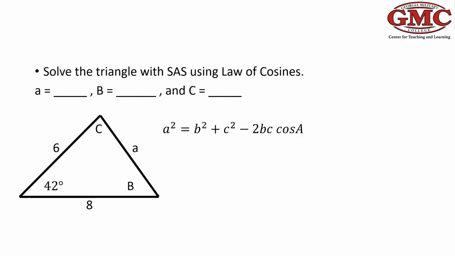So let's get started with solving for side a. We're going to substitute all our values into this equation. a squared, we know that side b is 6. Side c has a value of 8. And from this, we're going to put this into our equation. And we know that angle A is 42 degrees because it's opposite of the side a.